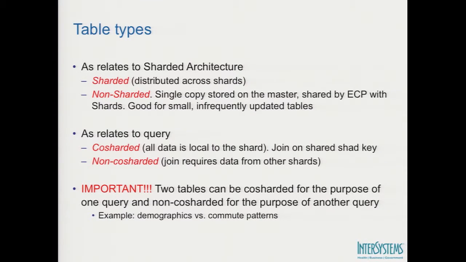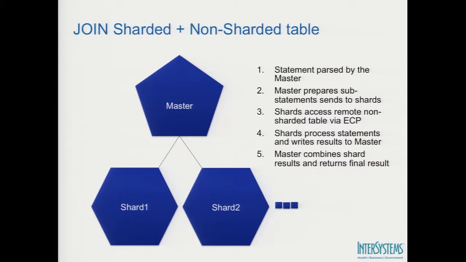But if you try to use the same set of tables to analyze your commute pattern, who goes from which town to which for work or study, all of a sudden the same set of tables became non-co-sharded, because you have to reach to another node for the data. So how do we process joins?